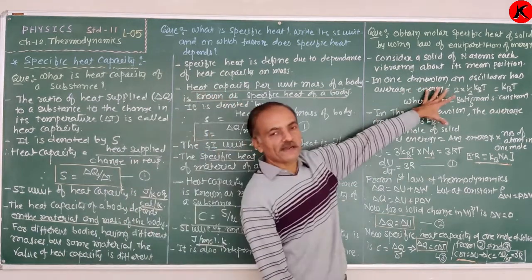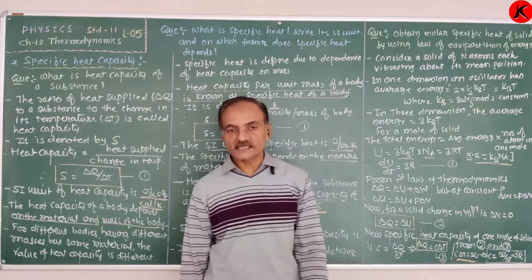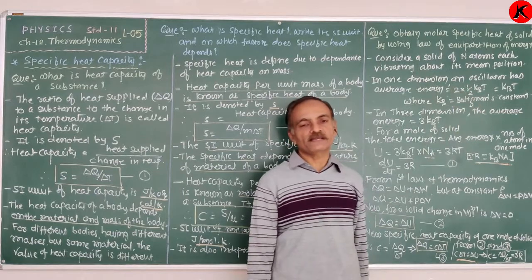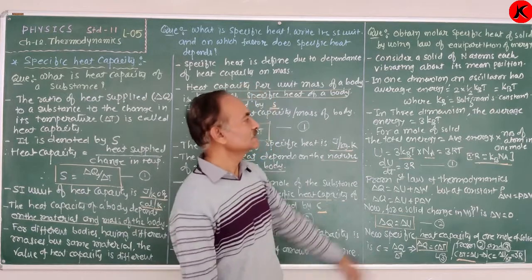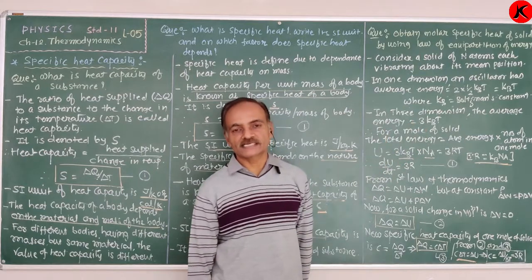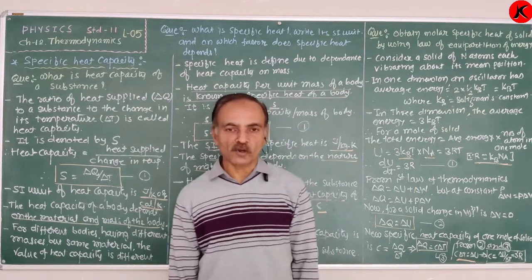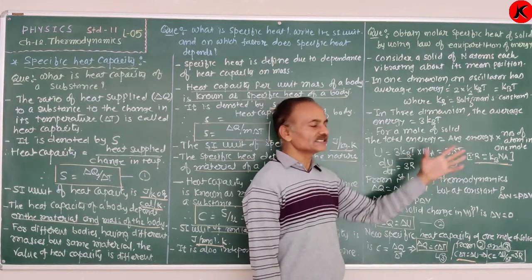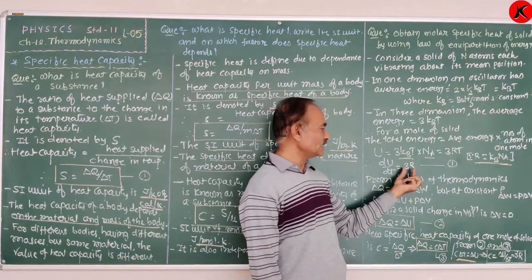Again, we consider the solid of N atoms, each vibrating about its mean position. Therefore, in 1 dimension, the average energy of each atom is 2 into half kBT, which is equal to kBT. Now in 3 dimensions, the average energy of the oscillator or the atom is 3 kBT. Right? For 1 mole of solid, the total energy is equal to the average energy of 1 atom into the number of atoms in 1 mole. Therefore, 3 kBT into Na is equal to 3RT, because kB into Na is equal to R. Take the derivative with respect to temperature. dU by dT is equal to 3R.